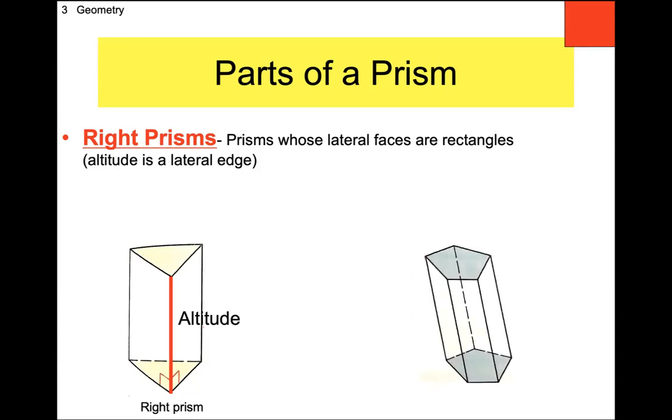So what happens if you don't have a right prism? Well, you would get a prism where the sides would be parallelograms and not rectangles. Notice on this one right here, the lateral edges are in fact still parallel, but they don't form 90-degree angles. We give a fancy name for this one, and this is called an oblique prism. So this chapter primarily deals with right prisms. The formulas that we get will be for the right prisms.